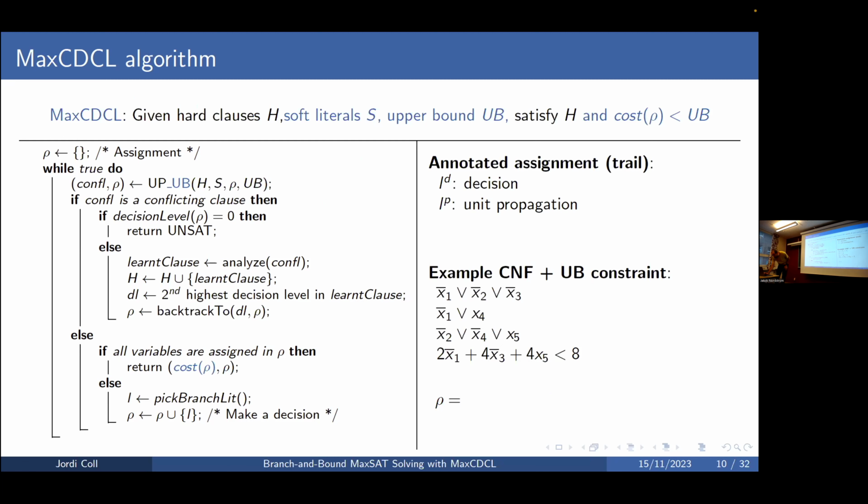For instance, if I decide variable x1, again, I will propagate x4. Now I decide x2. I will propagate x3. And now this one is false. This one is true, actually, this is incurring cost. When I propagate x5, this is also incurring cost. So I have now that this constraint is violated.